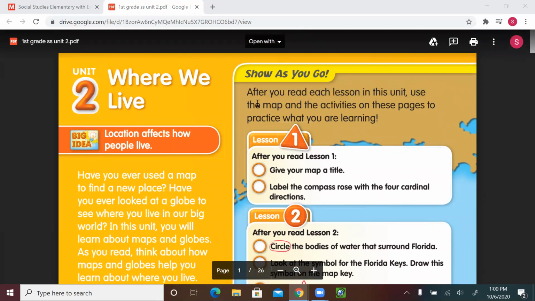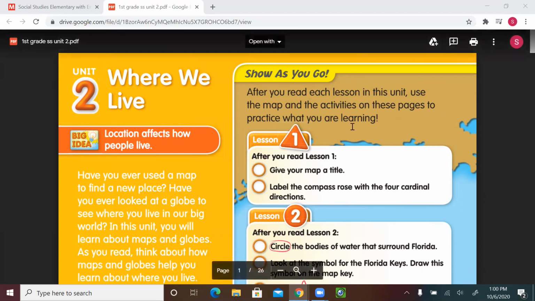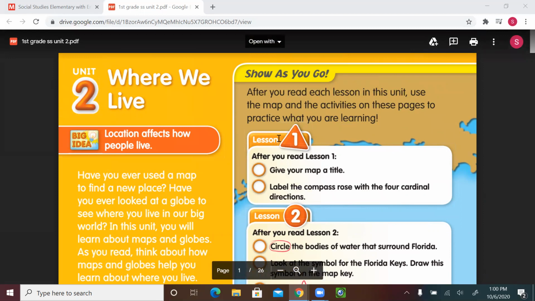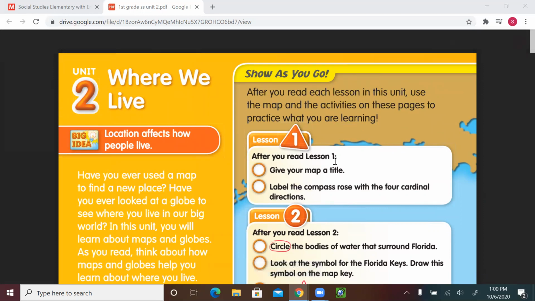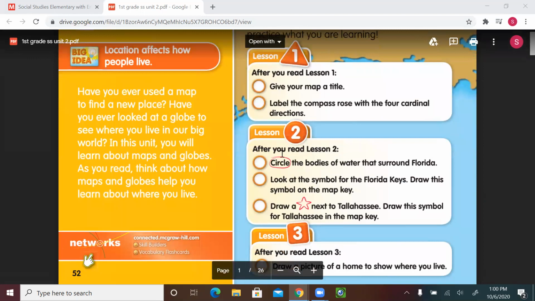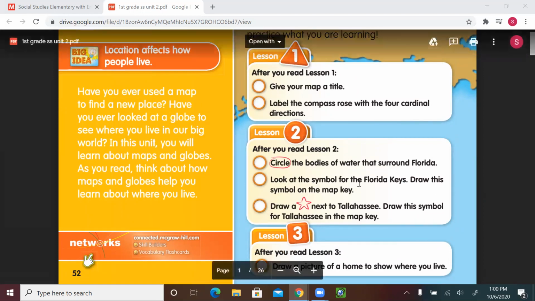After you read each lesson in this unit, use the map and the activities on these pages to practice what you are learning. This is the first lesson. When you finish the first lesson, you can come back and answer this question, but I will read them for you. After you read lesson 1, give your map a title. Label the compass rose with the 4 cardinal directions. Lesson 2: after you read lesson 2, circle the bodies of water that surround Florida.